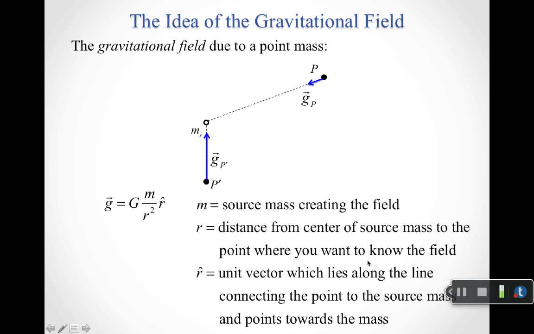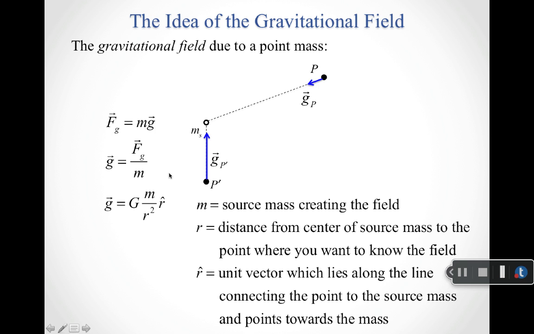R is the distance from the center of the source mass to the point where you want to know the field. And then R hat is the unit vector that again lies along the line connecting the source mass, and it points towards the source mass. So it always points back towards the source mass here, R hat does.